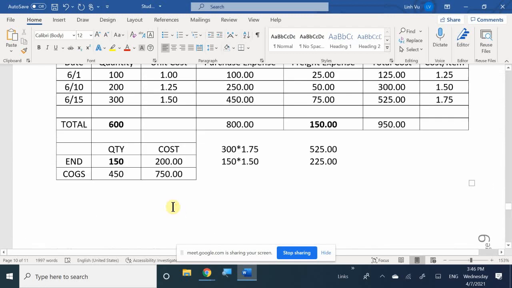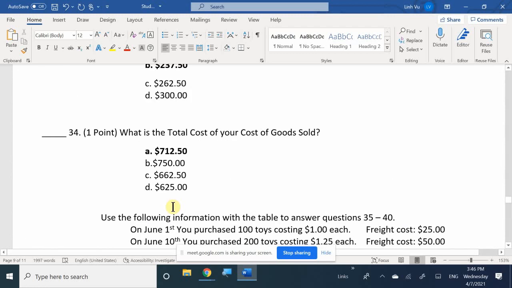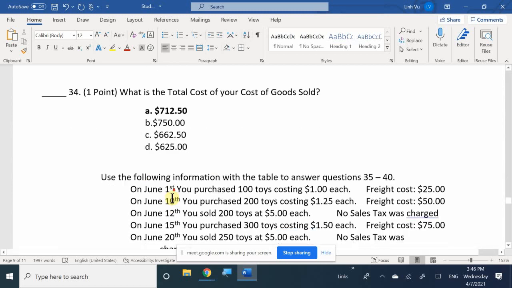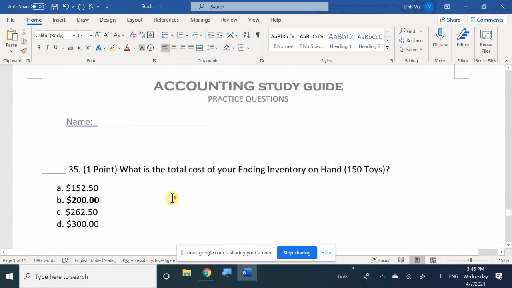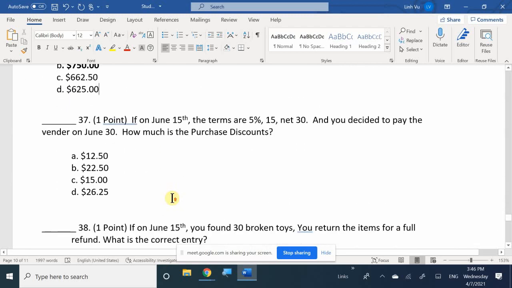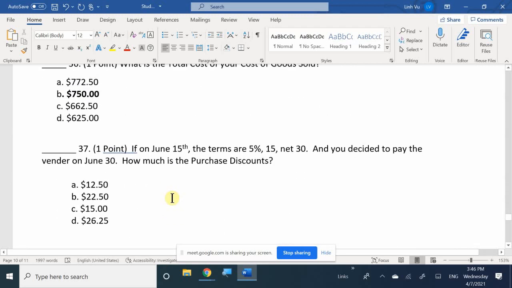Now, for this one, we have to answer questions 35 through 40. So here is an example of me asking you. Question number 37: if on June 15 the terms are 5% 15 net 30, and you decided to pay the vendor on June 30th, how much is your purchase discount? So let's take a look. What was it? B.